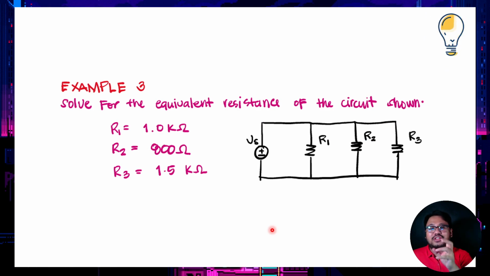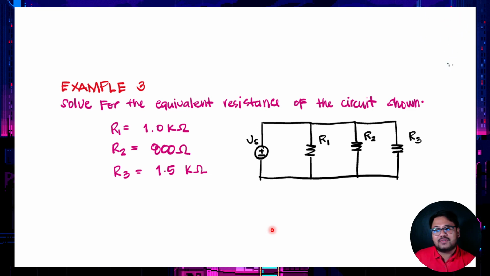So you have a voltage source that is in parallel with R1, R2, and R3. The values of our R1, R2, and R3 are equal to 1 kilo ohm, 800 ohms, and 1.5 kilo ohms respectively. Take note, you have kilo ohms for R1 and R3, so you have to convert that first into ohms. So we use unit prefixes.